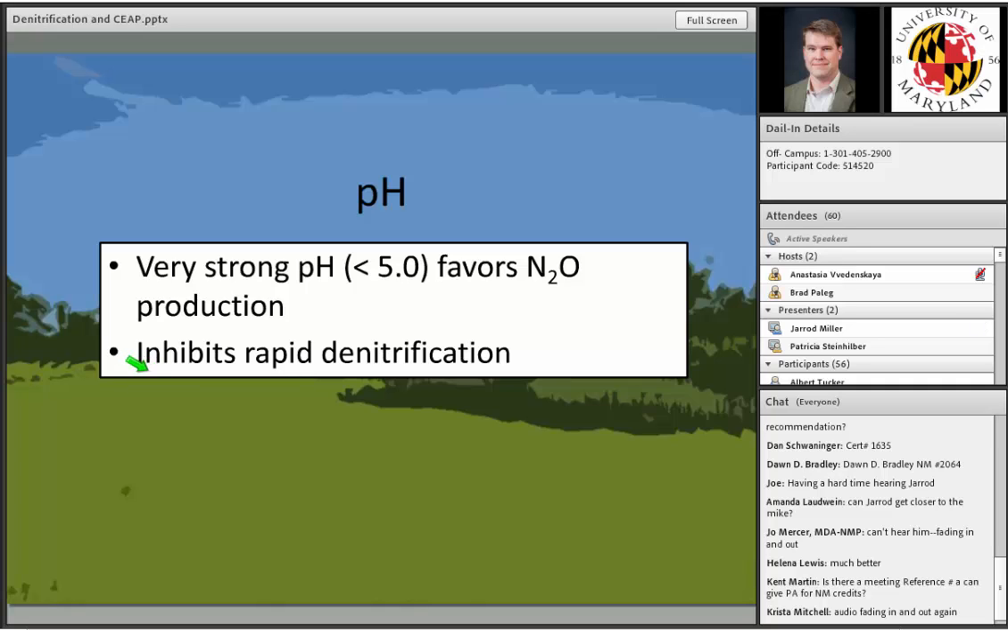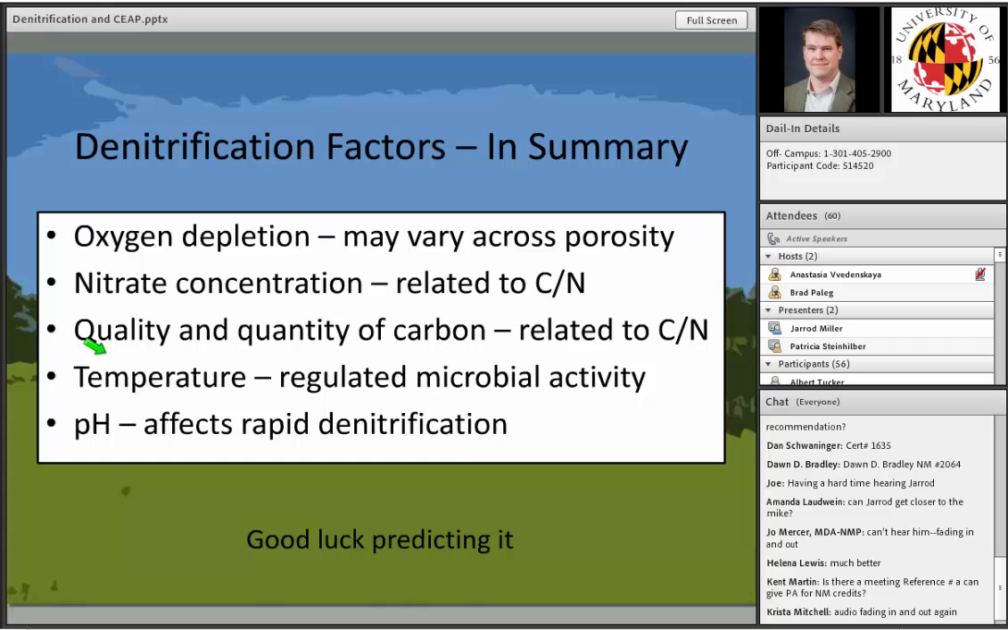So overall, denitrification, in summary, is affected mainly by oxygen depletion because this is an anaerobic reaction, but that oxygen can vary across your soil porosity. How quickly is it diffusing through the soil? How quickly is it lost? What's your pore space, macropores, micropores, soil texture, your bulk density? That's all going to have an effect on your oxygen in the soil.